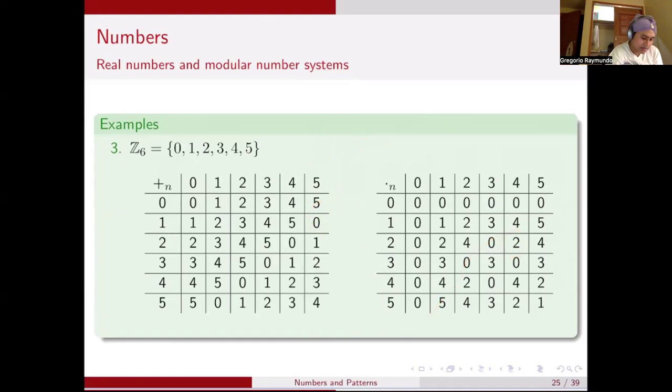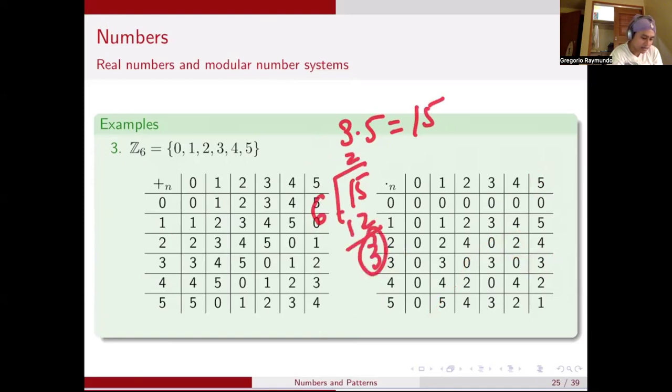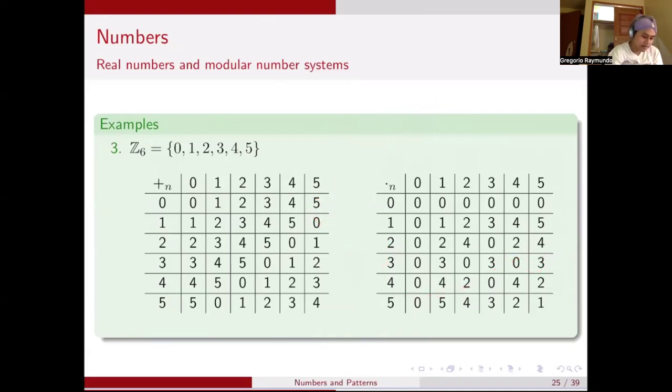How about 3 times 5? 3 times 5 ay 15. 15 divided by 6. Ito ay 2. 12. 15 minus 12, 3. Remainder, 3. Okay? And finally, 5 times 5 ay 1.